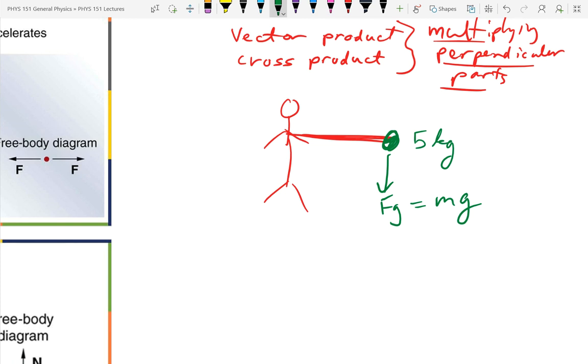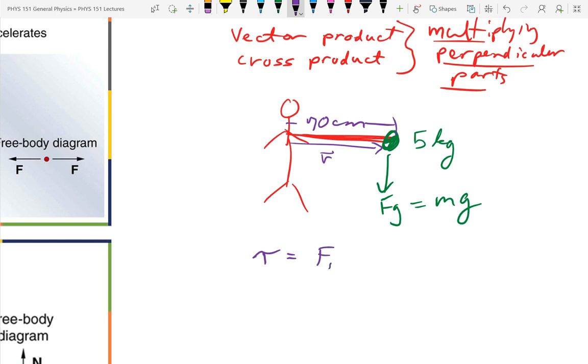So I take my distance of the arm, 70 centimeters, and then I can calculate the perpendicular part. Now, if you look at this, the r vector is the vector that goes from the pivot point to where the force acts. And that's perpendicular to the force vector. So if I multiply the perpendicular parts, I get the torque.